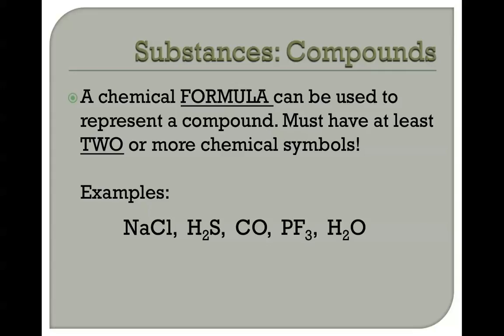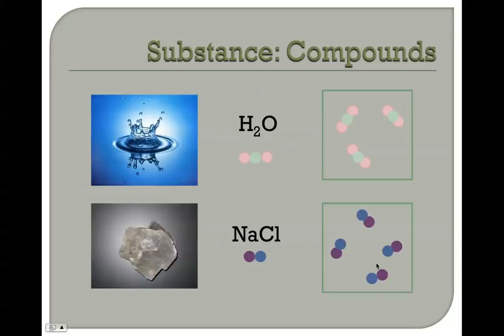Compounds have to have also a chemical formula, but there has to be at least two or more chemical symbols present. So in these examples, you can see that you have Na and Cl, H and S. In this case, it looks very similar to cobalt from an element, but you can see two capital letters. So we have carbon monoxide and so on. So again, you have to be able to identify at least two or more chemical symbols for it to be a compound.